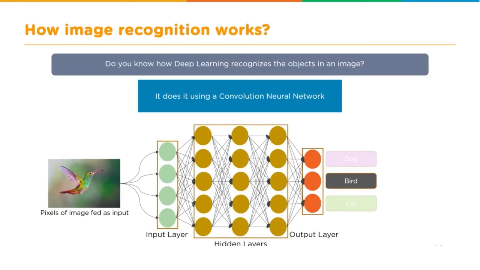And just really part of today's world in computing. Today, we're going to be covering the convolutional neural network tutorial. Do you know how deep learning recognizes the objects in an image? Really, this particular neural network is how image recognition works. It is one of the biggest building blocks for image recognition. It does it using a convolutional neural network.